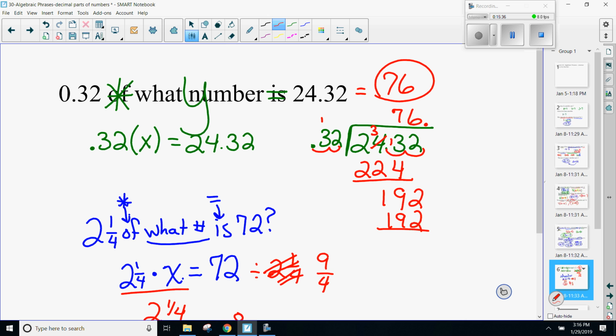32 hundredths is approximately what decimal? Or what fraction? 1/3. So they're saying 1/3. Think about it this way: 1/3 of what is 24? That's just approximating, okay? So a third, this has got to be a larger number. What would you do to 24 to find that number? Multiply by 3. 24 times 3 is 72. So it gives you an idea of where your answer should be.